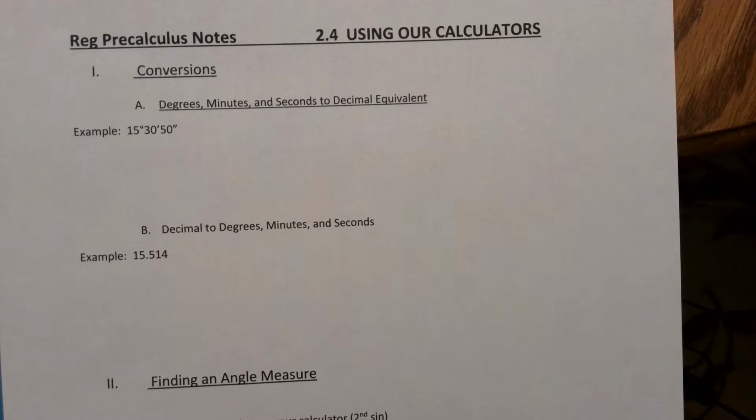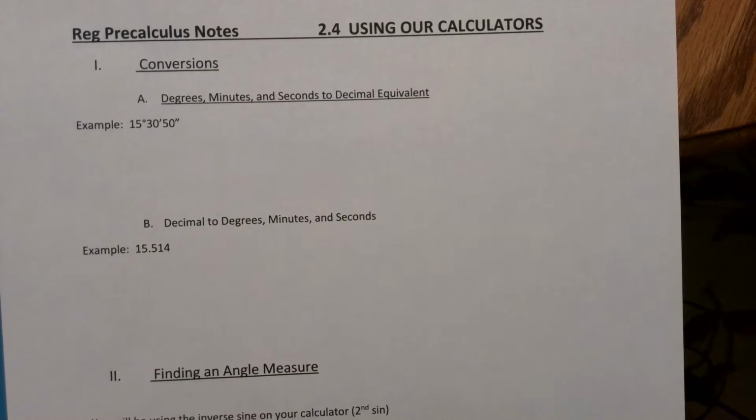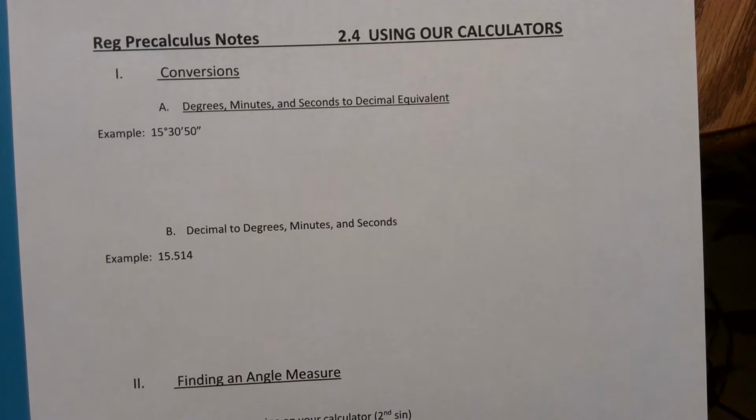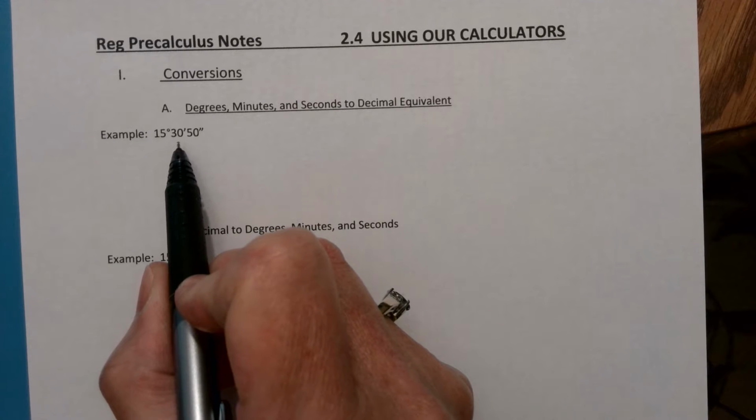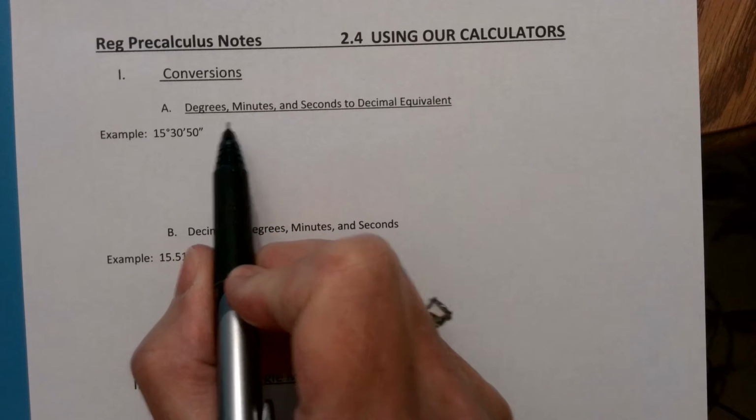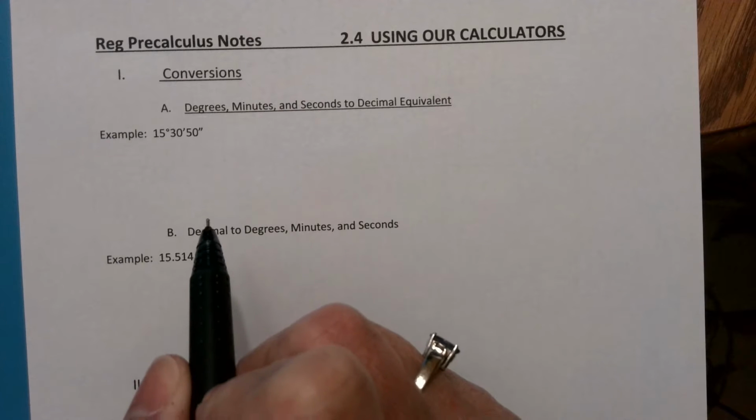Okay, now we're going to talk about section 2.4. It's titled Trigonometric Functions Using Calculators. So there are several things we got to learn in this section. None of them are difficult, but they are different. So the first thing we're going to do is learn how to convert something that's in degrees, minutes, and seconds to a decimal.